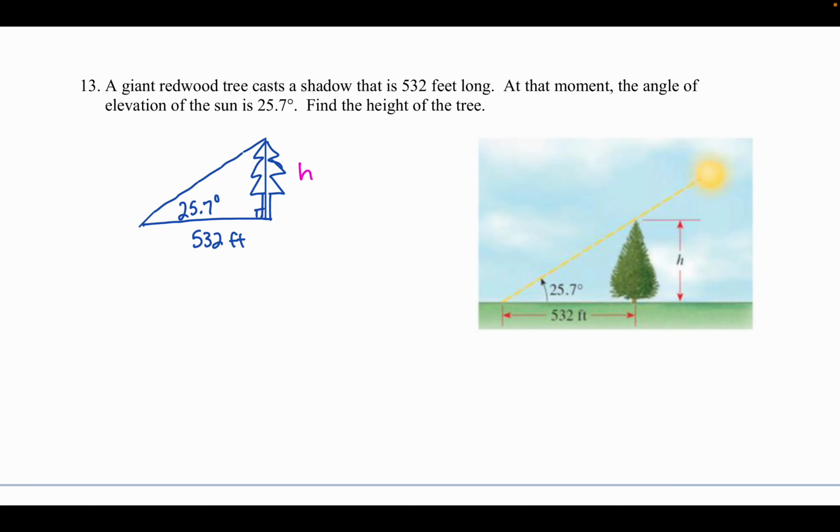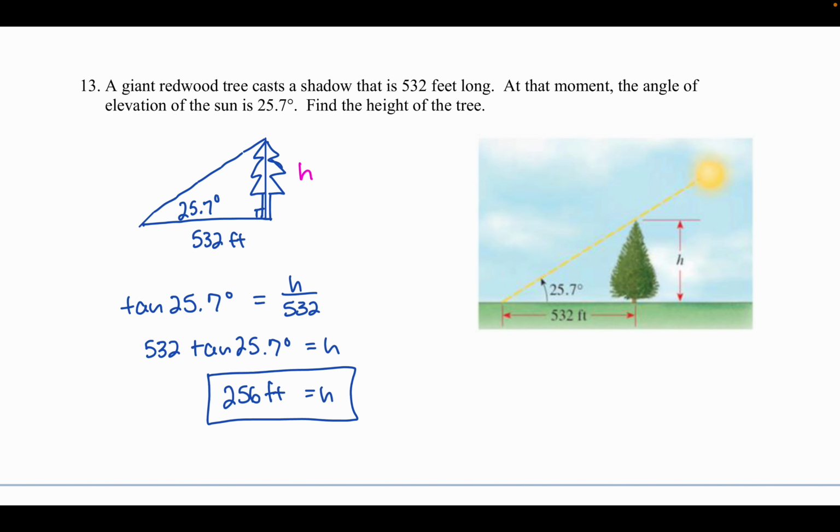So I have the opposite and adjacent side, so I'm going to use tangent. Tangent of 25.7 degrees equals my opposite, which is h, over 532. I'm going to multiply 532 over, and plug this into my calculator. We're going to get about 256 feet. Okay.